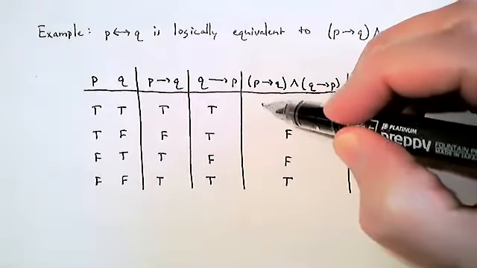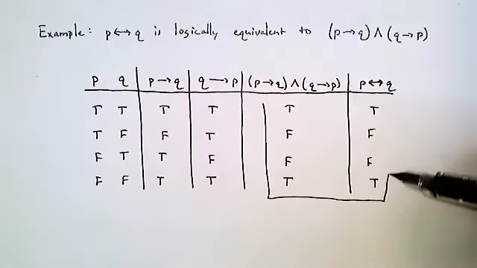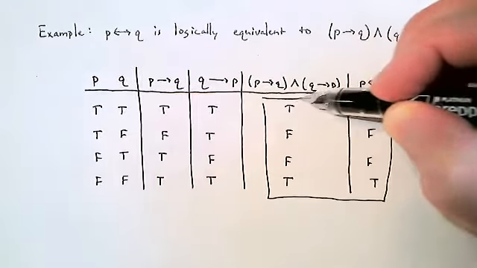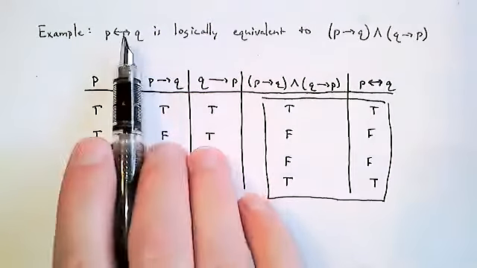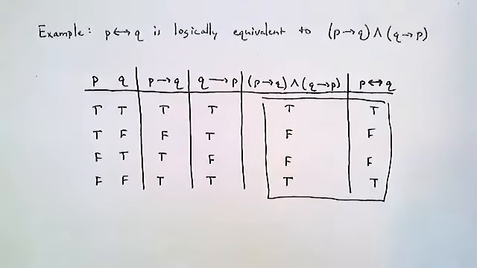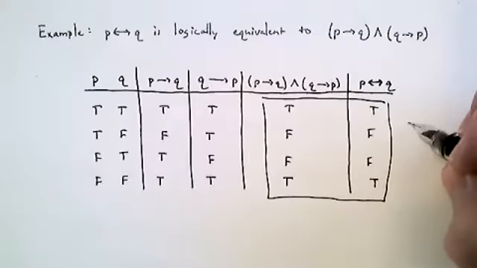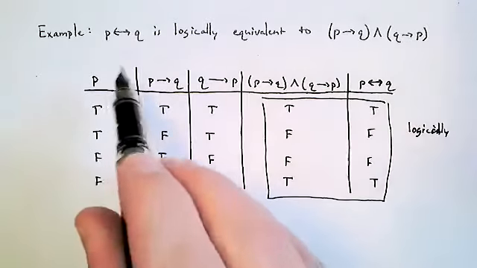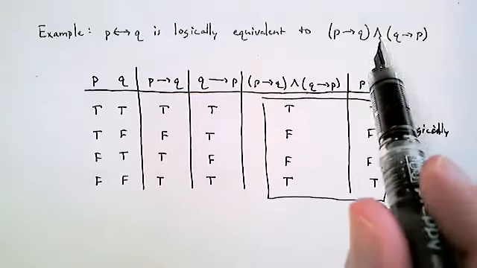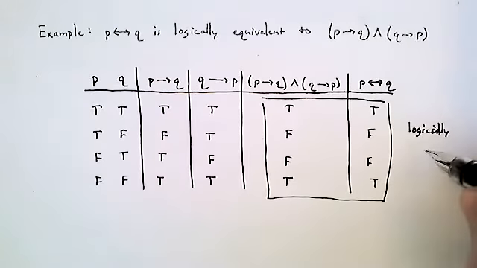Okay. So now we're done. We have our columns for this part and then the biconditional, and we can see that they're the same. So a biconditional proposition is equivalent to two conditional propositions.